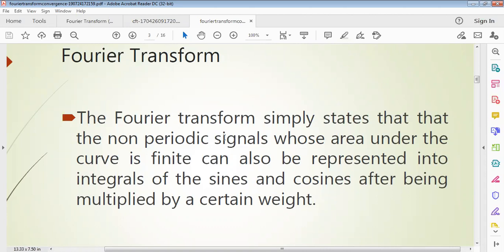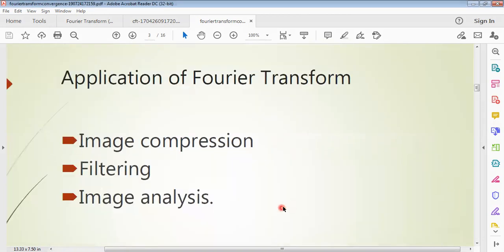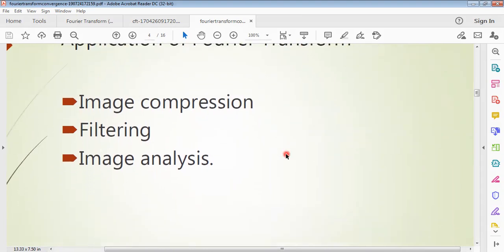So the Fourier transform states that non-periodic signals whose area under the curve is finite can also be represented as integrals of sines and cosines after being multiplied by a certain weight. Remember this main keyword. This is the actual definition of Fourier transform. Now, what are the applications of Fourier transform? Mainly image compression, filtering, and image analysis. These are the main 3 applications of Fourier transform.